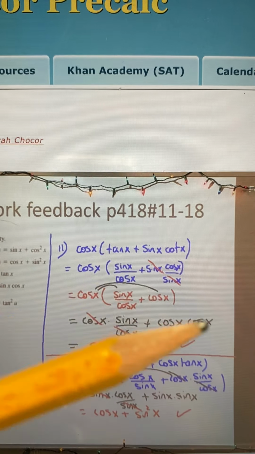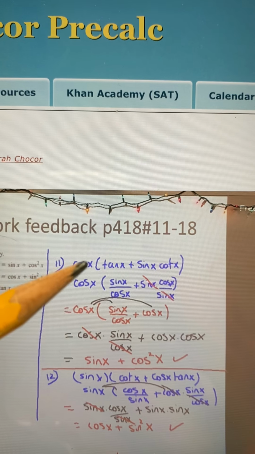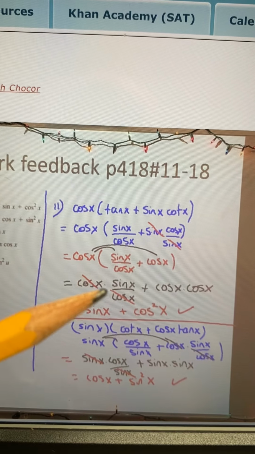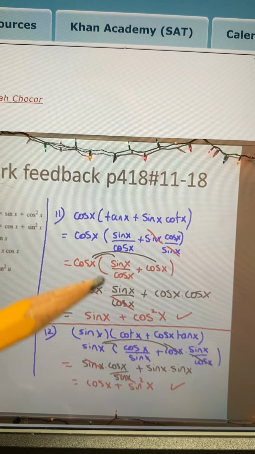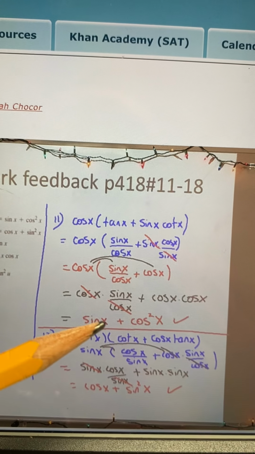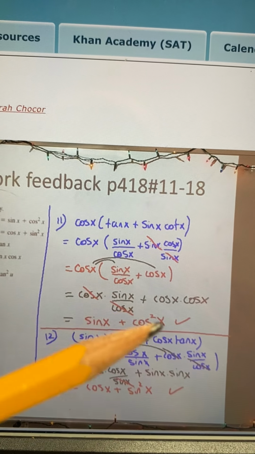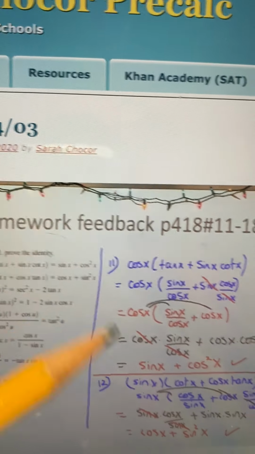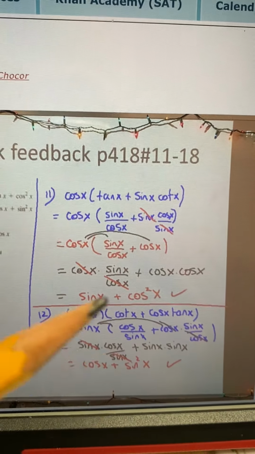You could go with this in different routes. Again, there's no one way of doing this, but I would say if you distribute, that would be the easiest, because when you distribute, we multiply, so we can simplify across. You're left with a sine, and cosine multiplied by cosine is cosine squared, and that's exactly what you needed on the other side. Number 12 is very similar.